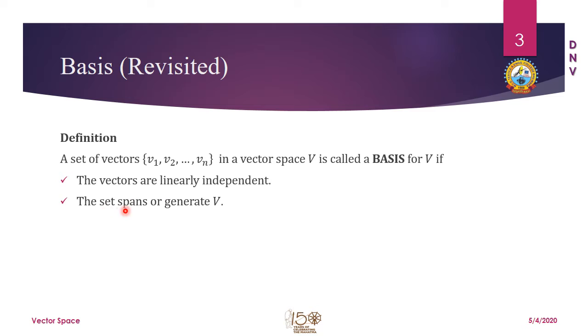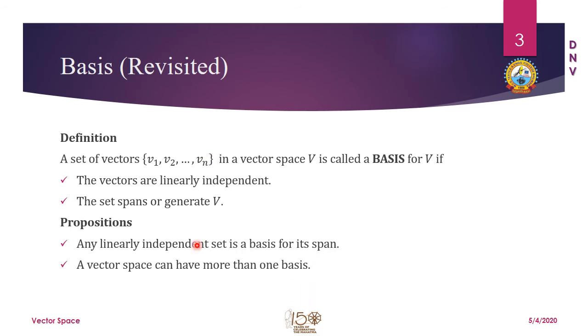And also this set should generate or span the vector space itself. So V must be the linear span of this set. These are the two propositions we want to make here, because we are going to use these propositions in the theorems. Any linearly independent set is a basis for its span. The number of vectors in it will define the dimension, which we will take in the next couple of slides.